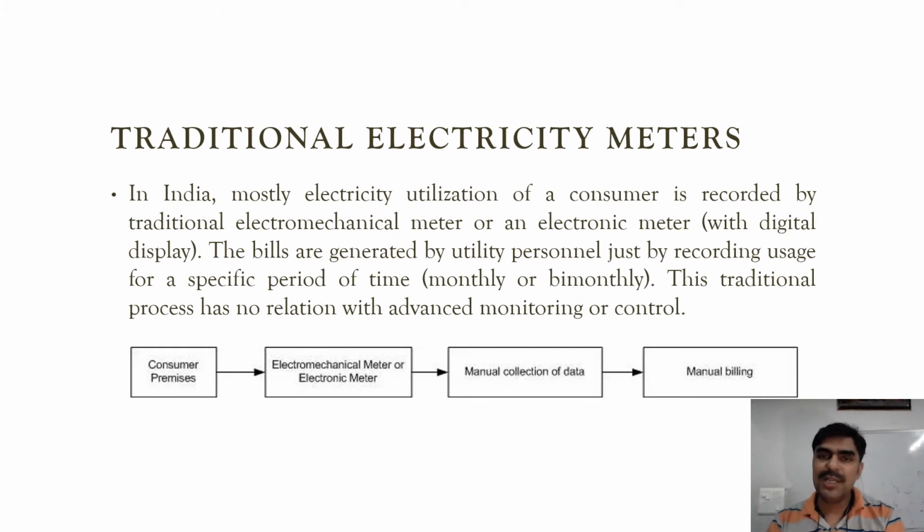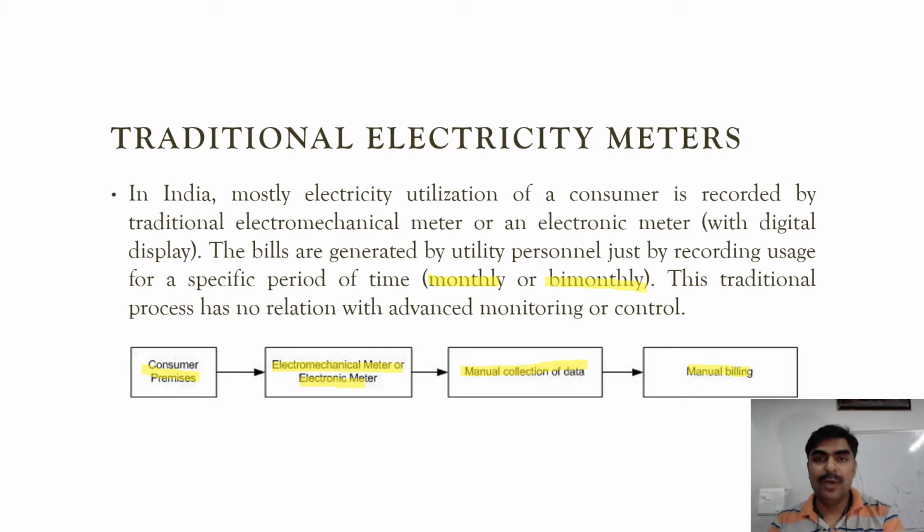Whenever we consider traditional electrical meters, these meters are installed in the consumer premises. These meters are either electromechanical or electronic meters. After that, data is collected in a manual way, and the billing process is also manual. The frequency of collection of the data for manual billing is either monthly or bi-monthly. So in all traditional meters, those meters are installed at the consumer premises, and a manual process is involved in which data is collected on a monthly or bi-monthly basis.